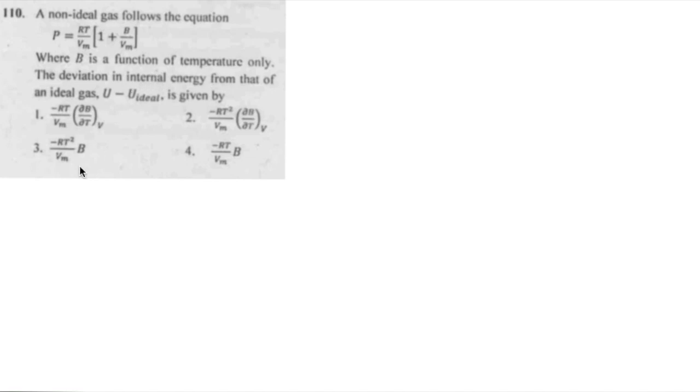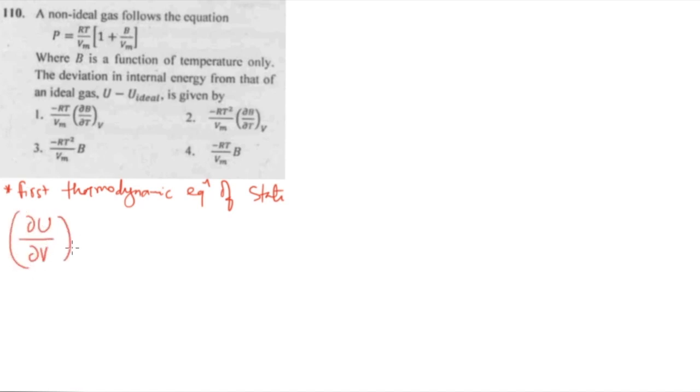So we'll try to do this particular thing. Now before going into this question, you should know something, right? The first thing is the equation you should know, the first thermodynamic equation of state. This equation is used to solve this whole question. It is given by del u by del v at constant t, which equals t del p by del t at constant v minus p. So this equation is called the first thermodynamic equation of state.